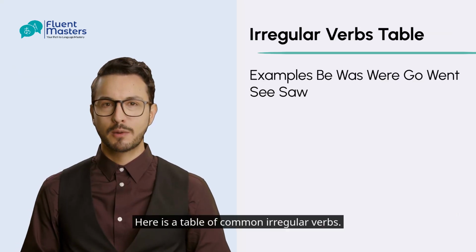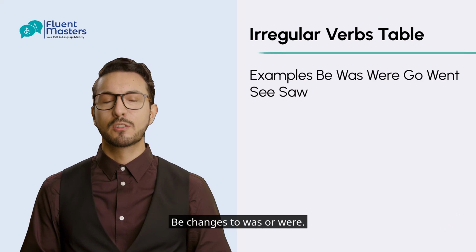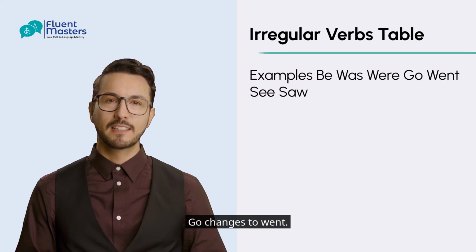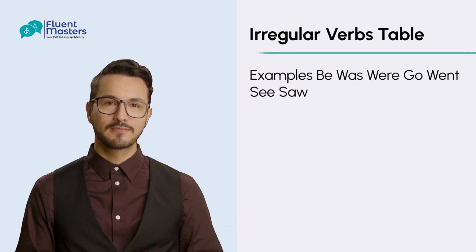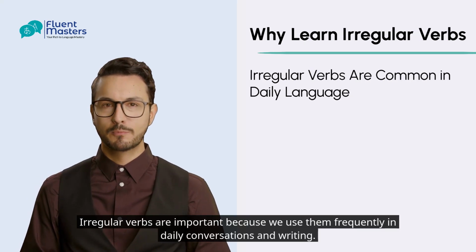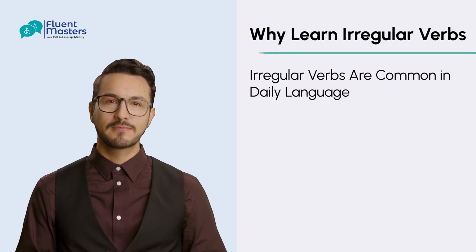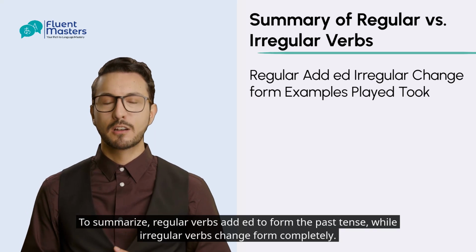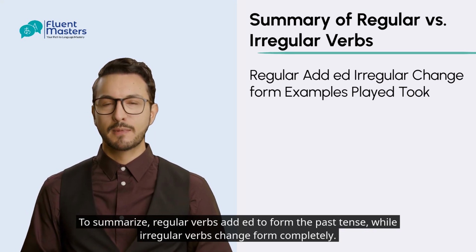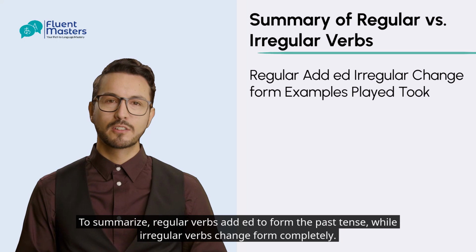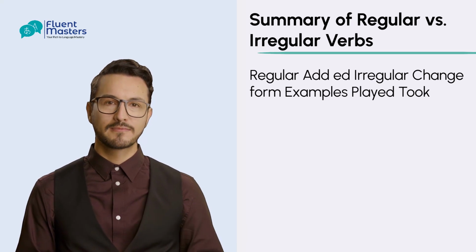Here is a table of common irregular verbs. Be changes to was or were. Go changes to went. See changes to saw. Irregular verbs are important because we use them frequently in daily conversations and writing. To summarize, regular verbs add ed to form the past tense, while irregular verbs change form completely.